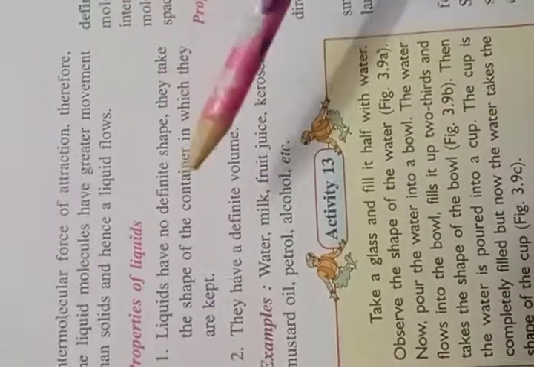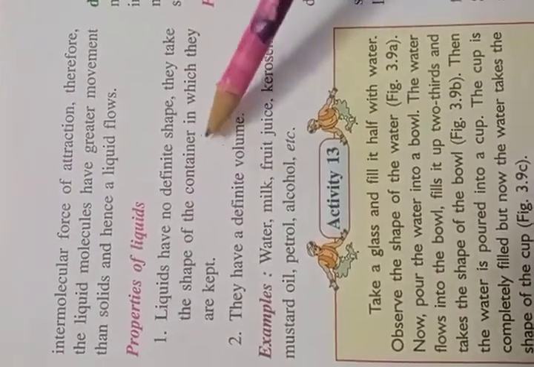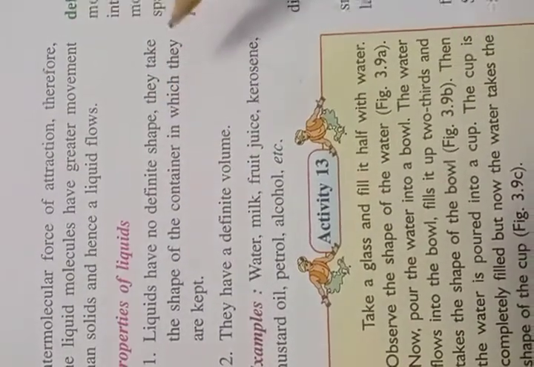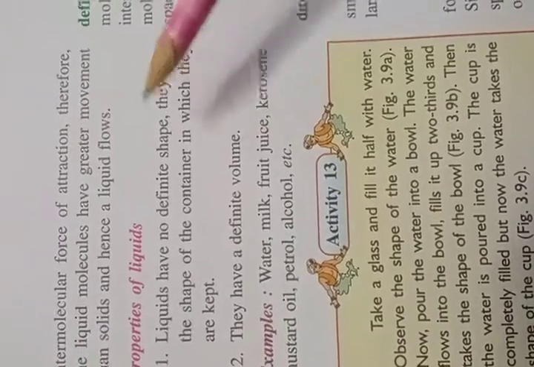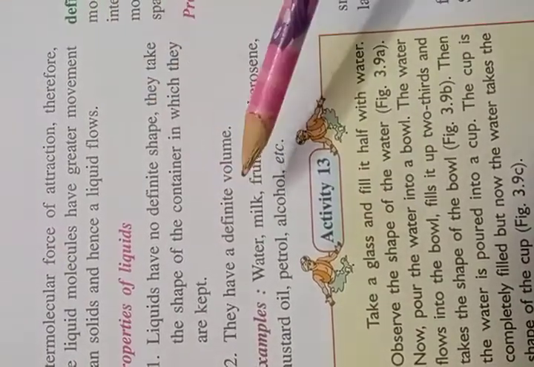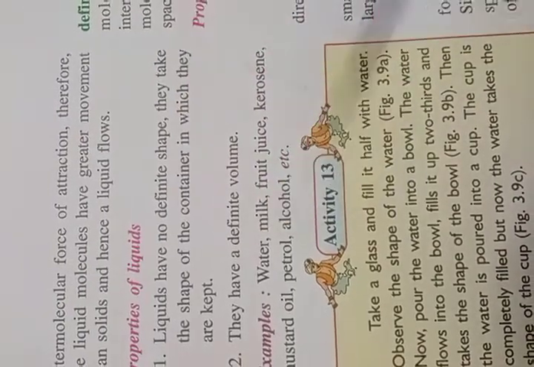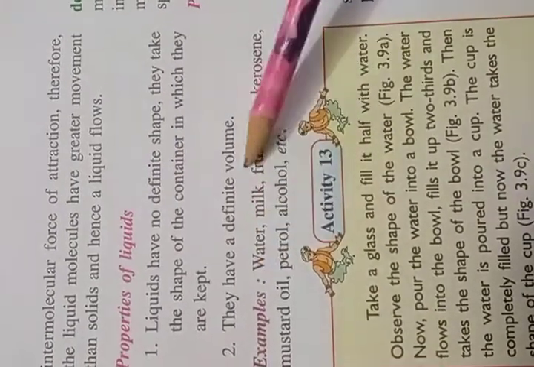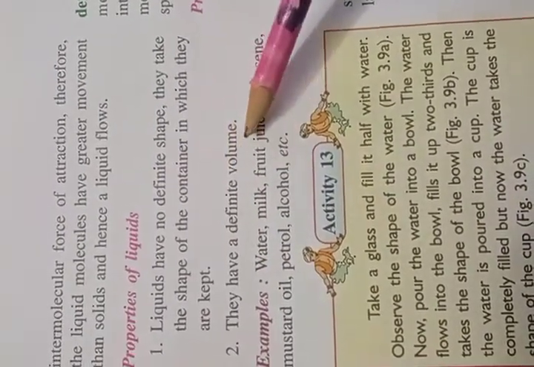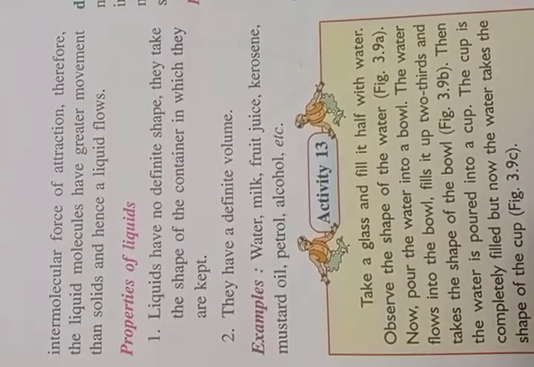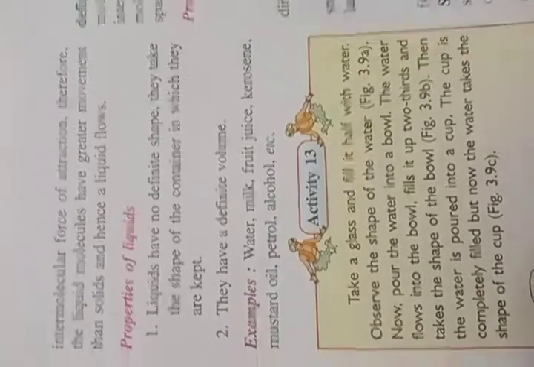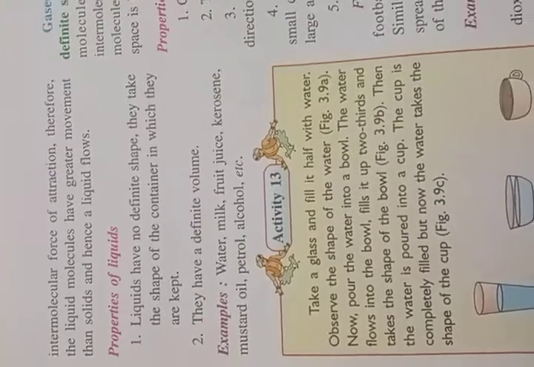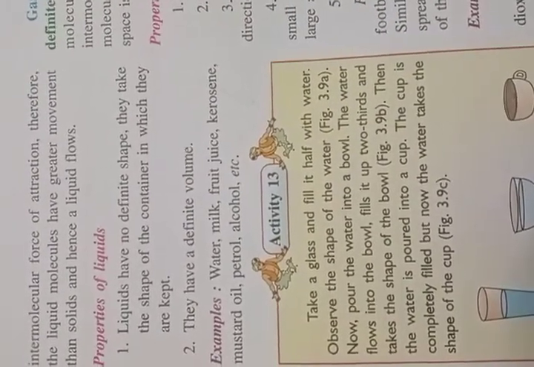What are the properties of liquids? Liquids have no definite shape. They take the shape of the container. If you pour the liquid in a glass, it takes the shape of the glass. If you pour it in a bowl, it takes the shape of the bowl. Second, they have a definite volume. Examples: water, milk, fruit juice, kerosene, oils, petrol. Do you understand that point?